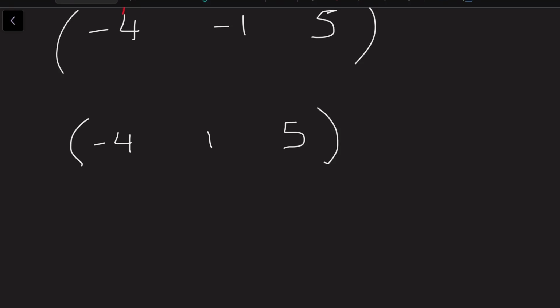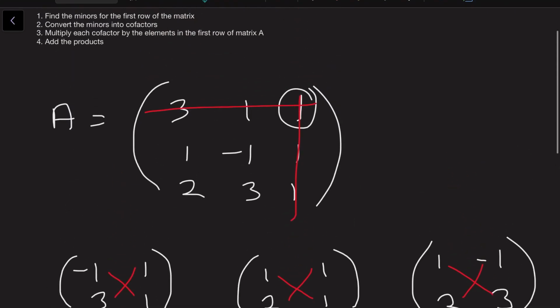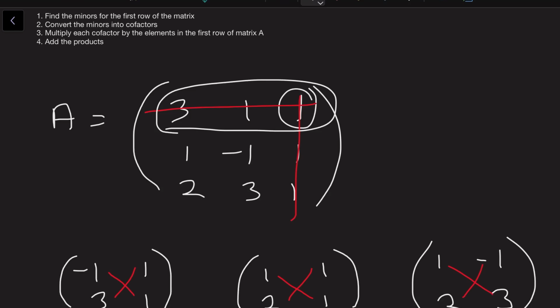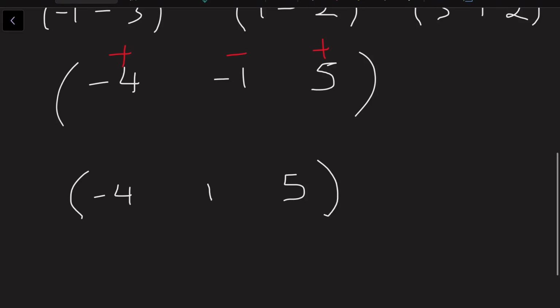Now step 3 says we're going to take the elements of the first row of our original matrix. So we're going to be looking at the numbers 3, 1, minus 1, and then we're going to multiply them with their respective elements. So we're going to multiply this 4 by 3. We're going to also multiply those with their respective elements.